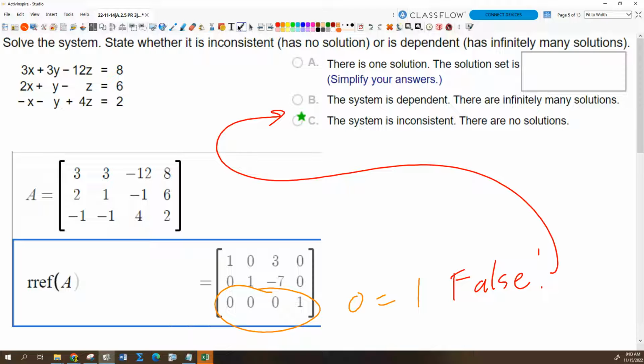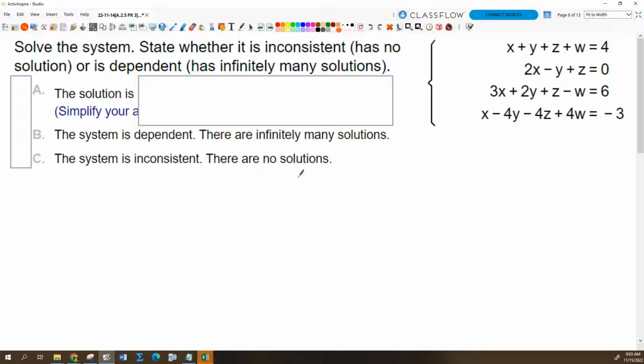All right, so would it be a big deal to do one like this? What do you think? I mean, what's different about this one?